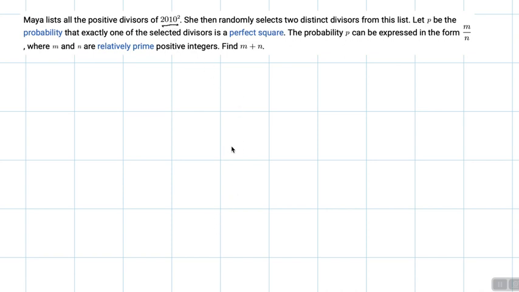We'll start with this 2010 squared. Finding the prime factorization of 2010 will be helpful. The prime factorization is as follows. Therefore, 2010 squared is equal to this squared. And it'll be helpful to figure out the number of divisors of this.